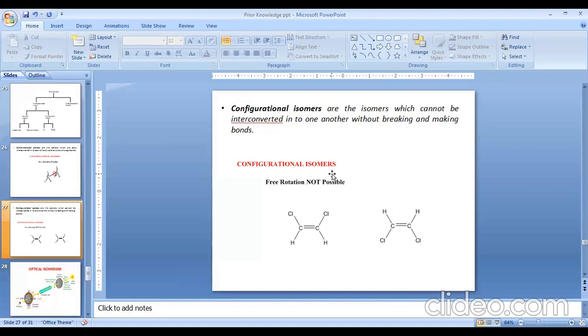Okay, so I hope it is clear to all what you mean by conformational isomers and what you mean by configurational isomers.